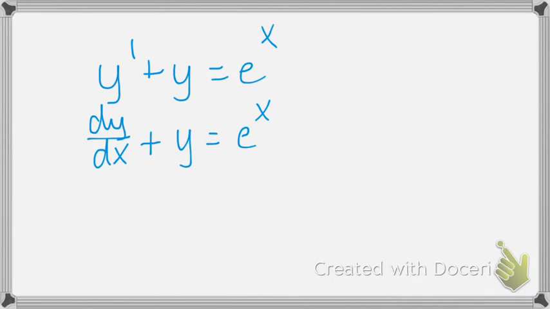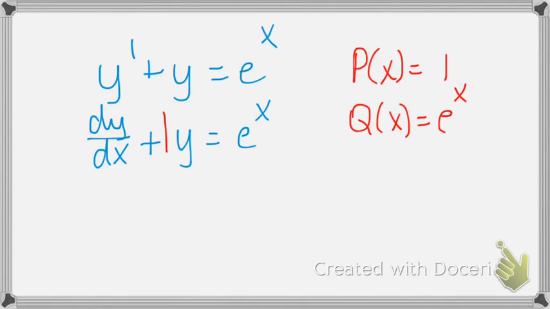So what would p of x be? There's like a 1 here. That's p of x, because p of x is whatever function is with y. It could be a number, it could be x's. It'll always be in terms of x. Q of x is whatever's after the equals. So what's q of x? Good so far?